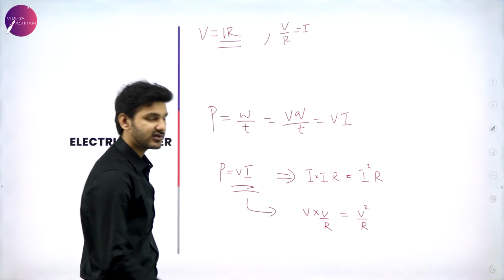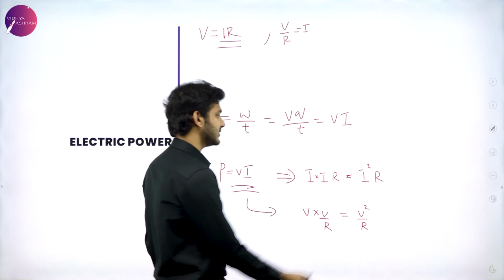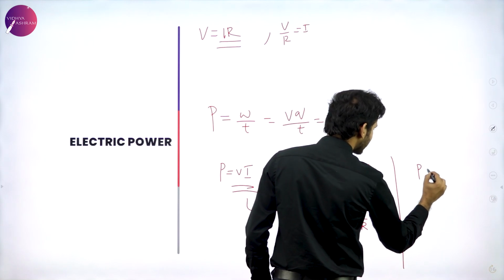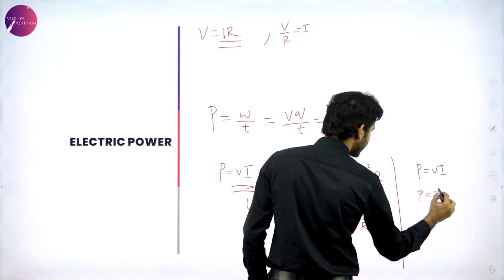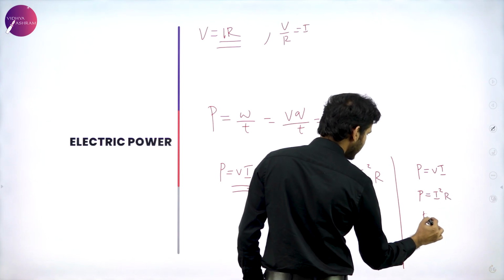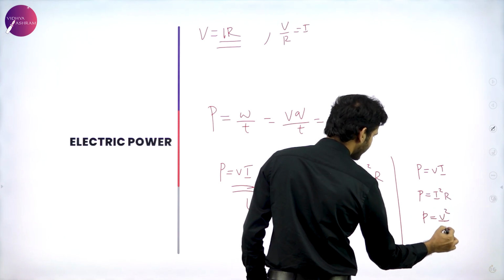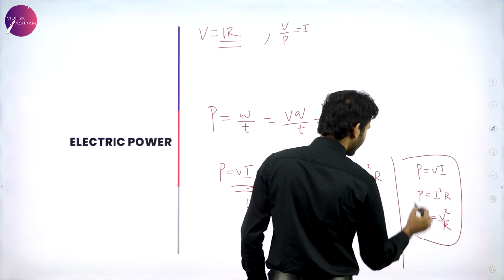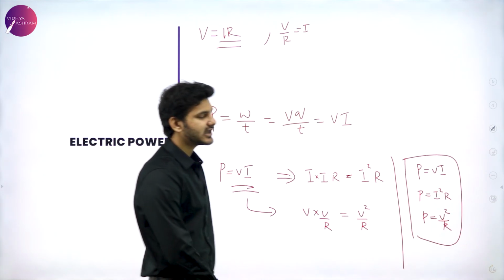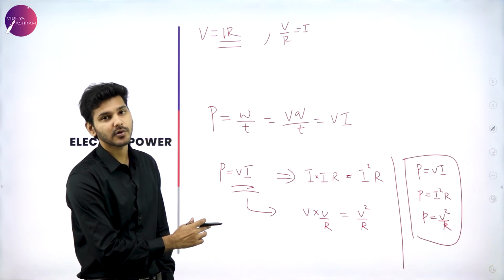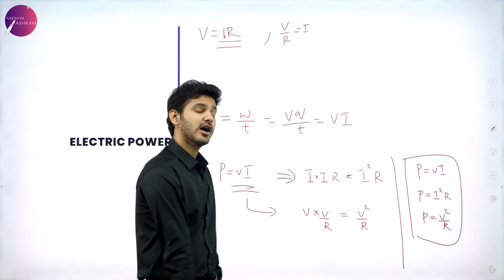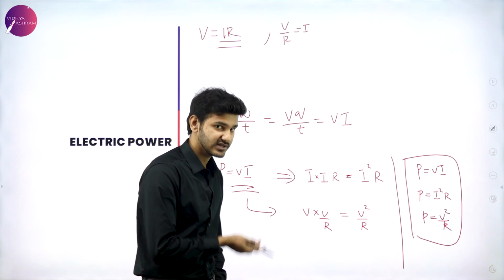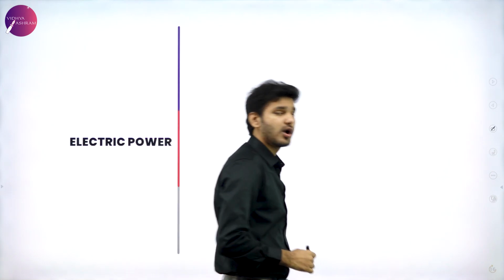So now we have 3 equations in terms of power. That is, P is equal to VI, that is 1. P is equal to I square R, that is 2. P is equal to V square by R, that is 3. We have 3 equations dealing in terms of power. This is very important because all the numericals in this chapter can be asked through a question relating power. So this is very important. Please note this down. One more important thing is the unit of power.